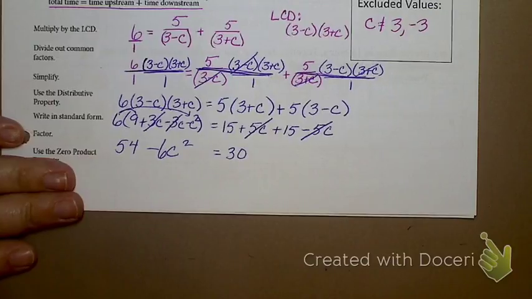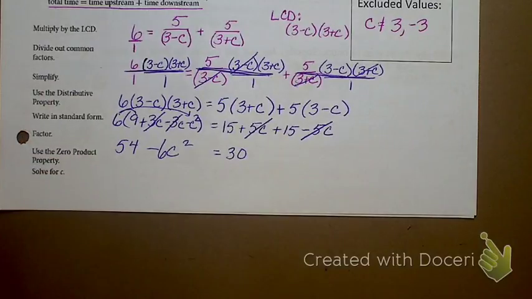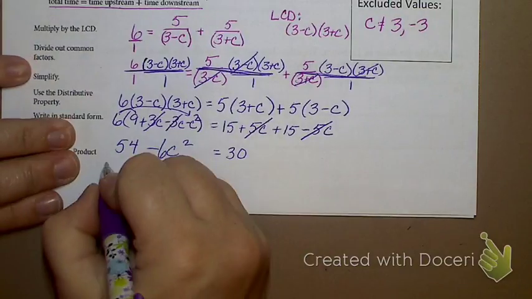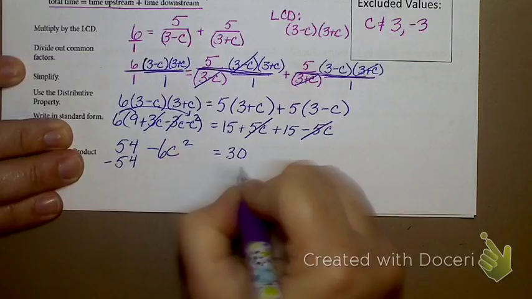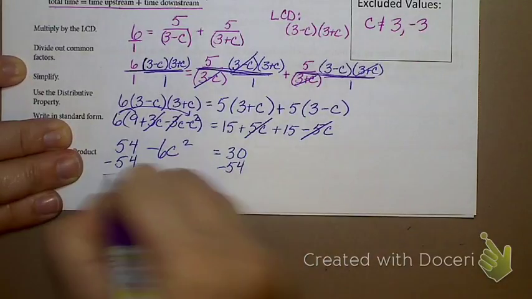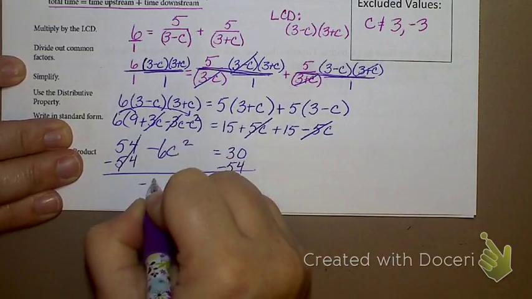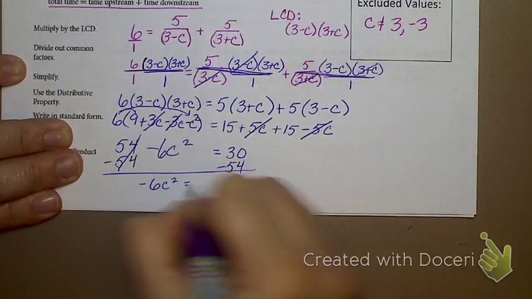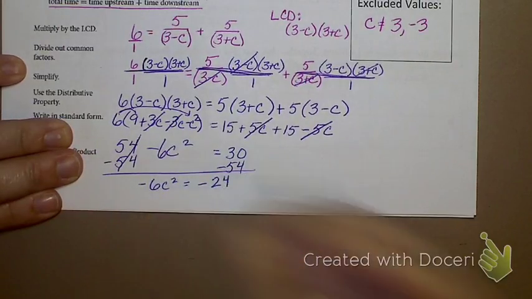Now, am I going to need to factor this? With a c squared, I could need to factor it. However, do you notice that there's no b value? There's no plain old c term anymore. So I can actually just get the c squared by itself and go from there. So I'm going to subtract the 54. And what does that leave me with? Negative 6c squared equals negative 24.